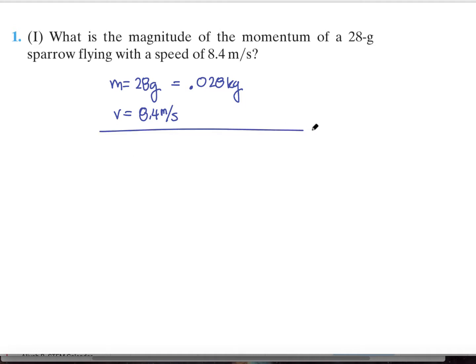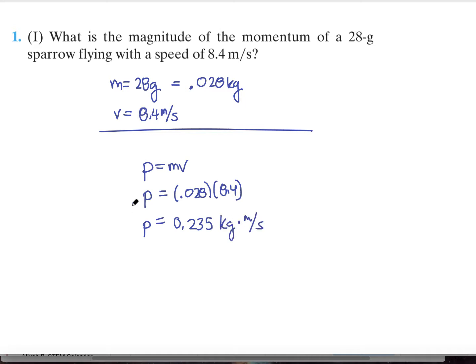And here we just use our simple formula for momentum. Momentum is equal to the product of mass and velocity. So momentum in this case will be 0.028 multiplied by 8.4. And if you follow the units, we would end up with kilograms times meters per second and get an answer for our momentum of 0.235, I'm going to round it, and units of kilograms times meters per second. So these are awkward units, but you do need to know them and you do need to write them.